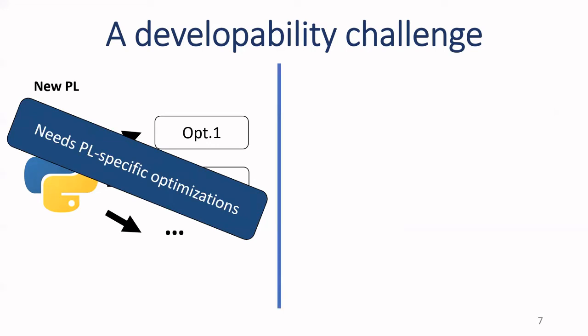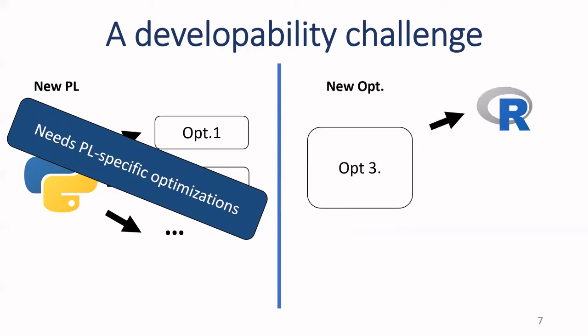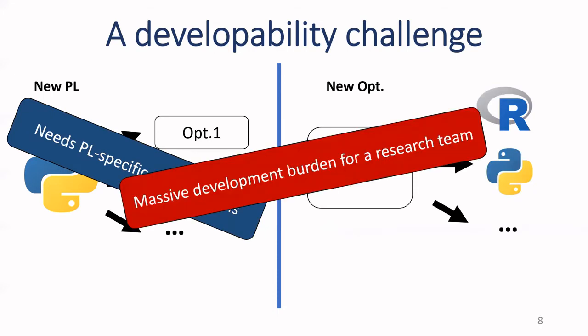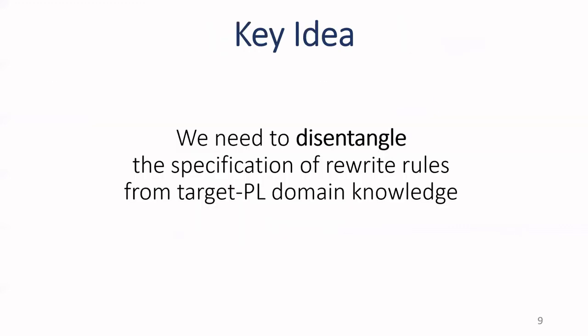And on the other hand, as we come up with new optimizations, having a growing list of supported programming languages means that now there's work to be replicated across each language. And so this was shaping up to be a massive development burden for our research team. And at the core of this challenge is an issue of duplication of effort. We needed to find a way to disentangle the symbolic specification of Morpheus rewrite rules from the fine-tuning, optimizations, and domain knowledge needed to properly support a new language.